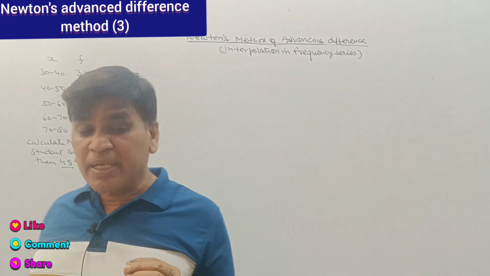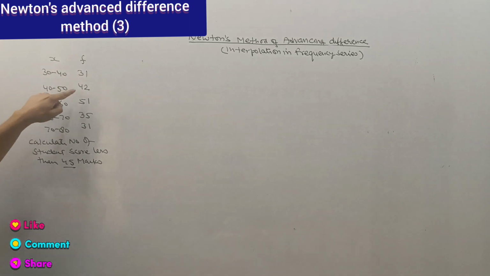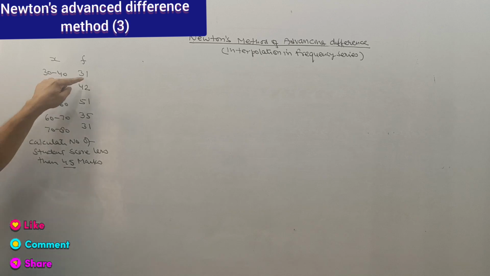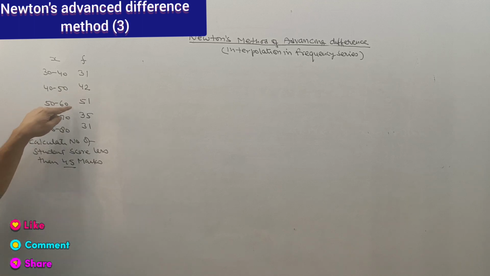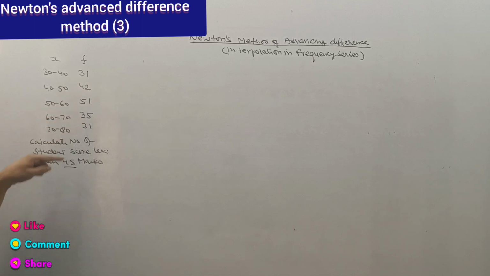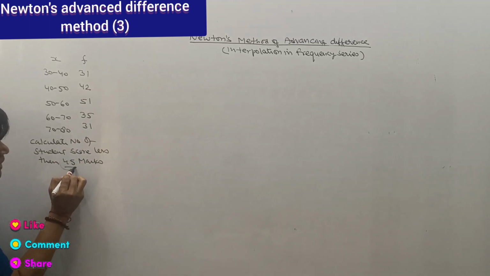So we have been given the class intervals: 30 to 40 is 31, the number of students who scored 30 to 40 marks. The number of students who score 40 to 50 marks is 42. 50 to 60 is 51, and 60 to 70 is 35. So first we change the series, because we have to calculate marks less than 45.